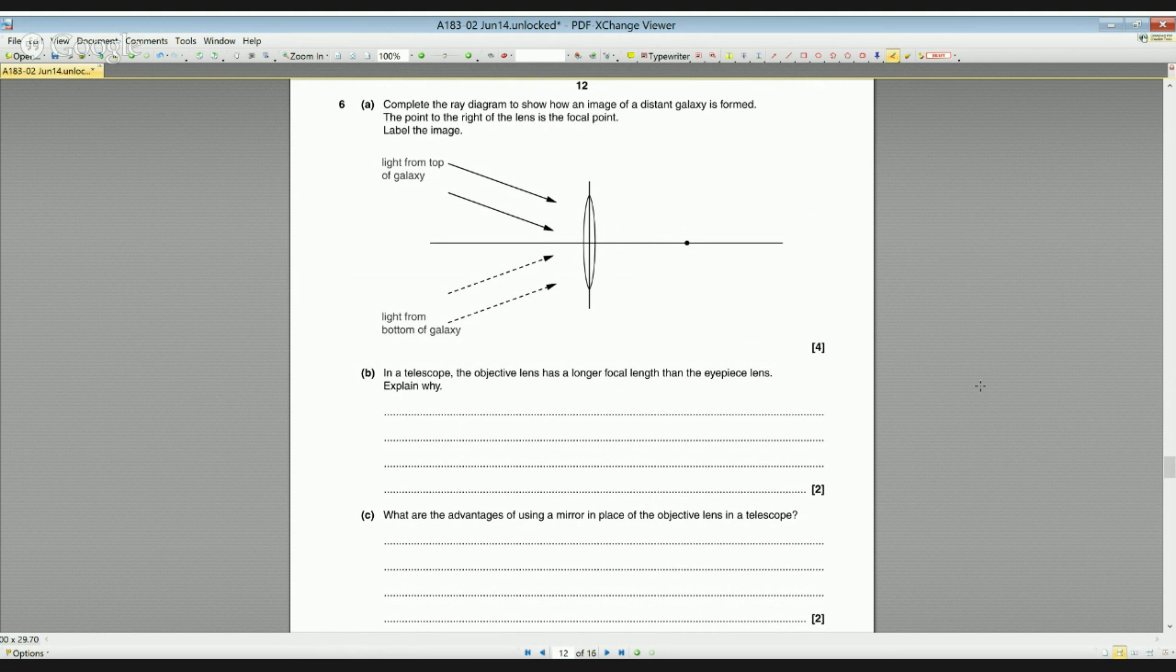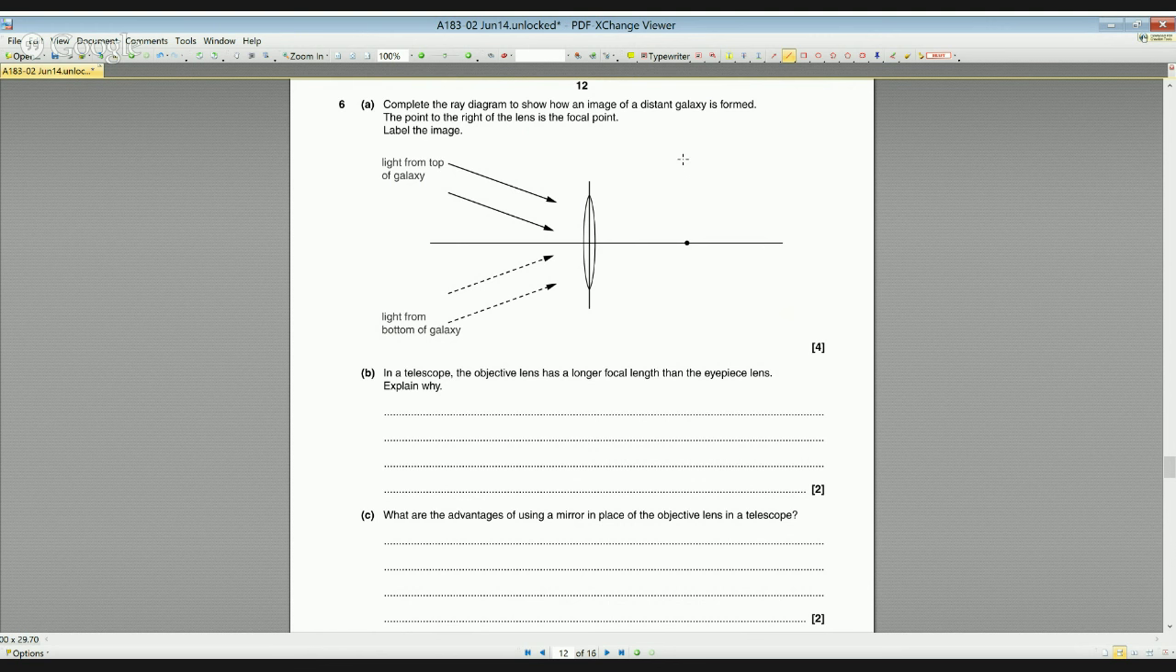Six A is a ray diagram question. These are very likely to come up because a whole section of P7 is about lenses. Fortunately, these are much easier than they look at first. First thing I would always do with one of these diagrams is look for where, well, let's have a look at it first. So we can see it's one of the more complex type of these diagrams because we've got 2 different sources of light. We've got light from the top of a galaxy and light from the bottom of a galaxy. So we're going to have to do our diagram a couple of times here.